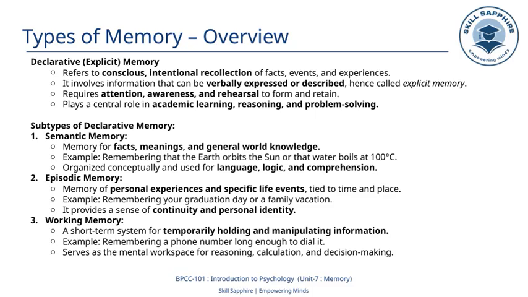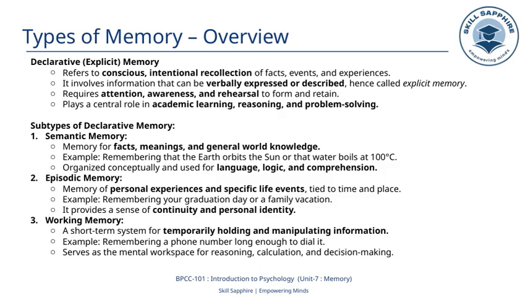This type of memory involves our conscious effort to recall facts, events, and experiences. When I say conscious, I mean we're intentionally trying to remember something, and it's something we can often put into words or describe clearly. That's why it's called explicit memory. To form and keep this kind of memory, we need to pay attention, be aware of what we're trying to remember, and rehearse it. Repetition really helps. This type of memory is crucial for many aspects of our lives, especially in learning, reasoning, and solving problems.